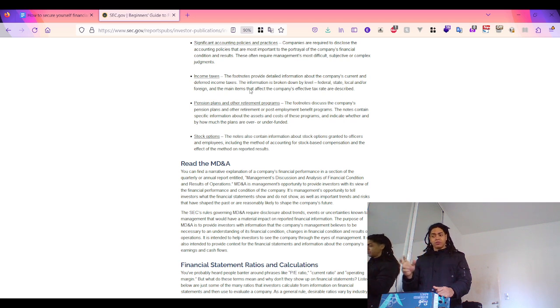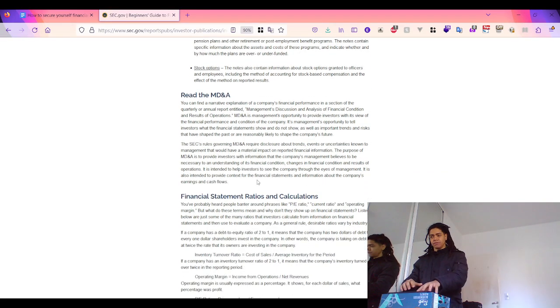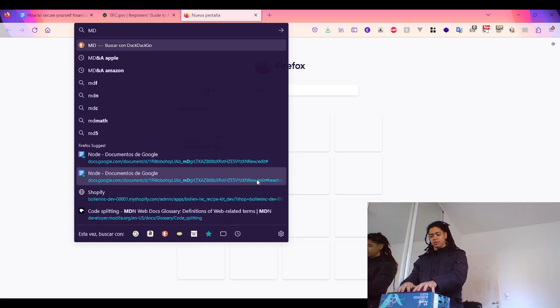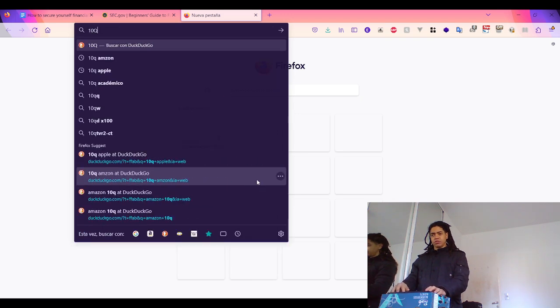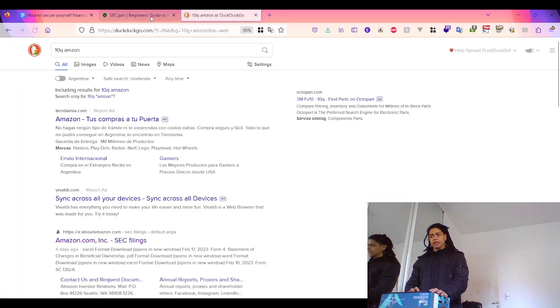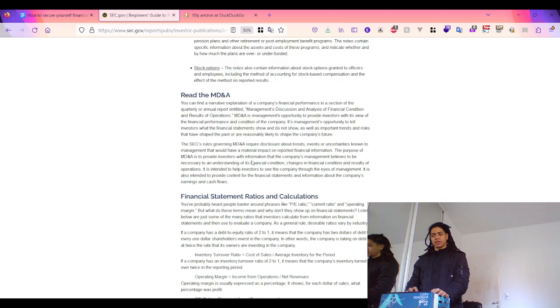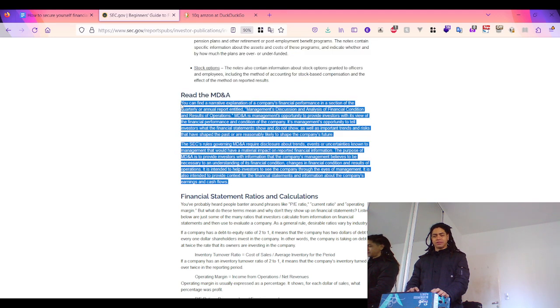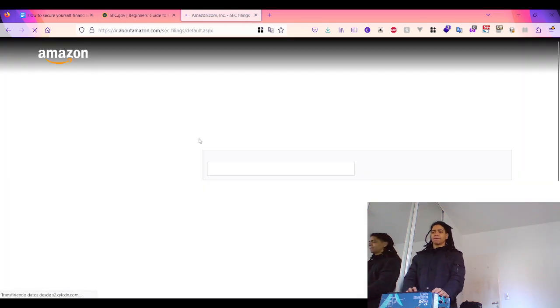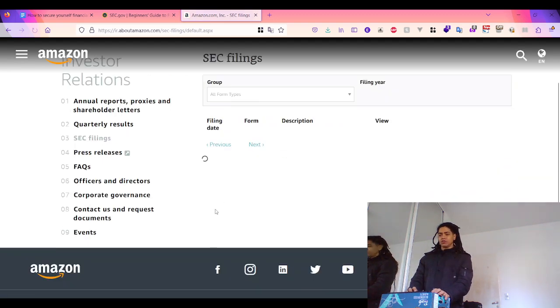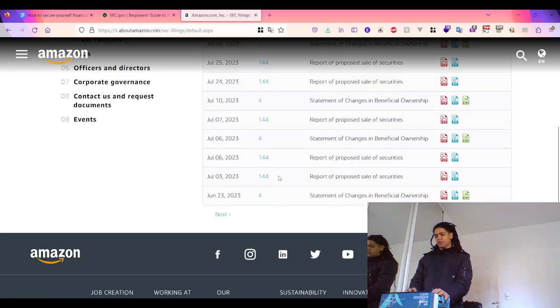Okay, so for example, here in the MD&A of, this is something that you can find in the 10-Q of Amazon. Okay, so this section is also something that talks more about the macroeconomics of that. So the 10-Q is a form where you can find that information.